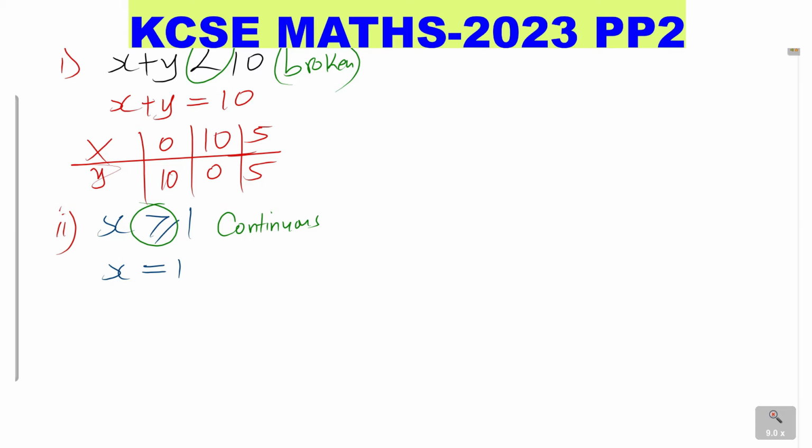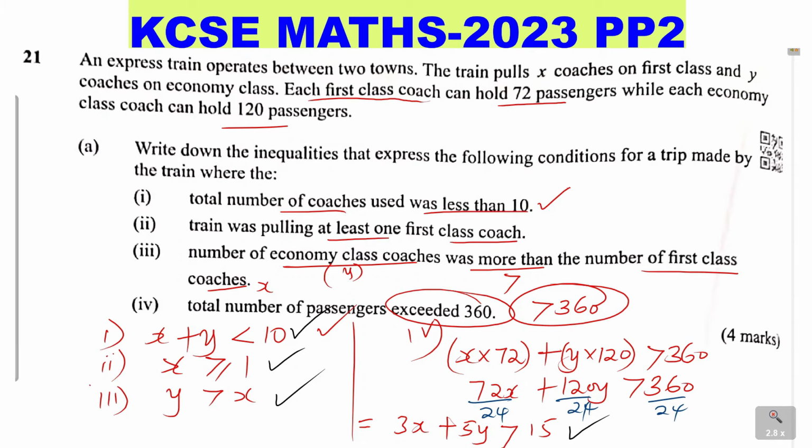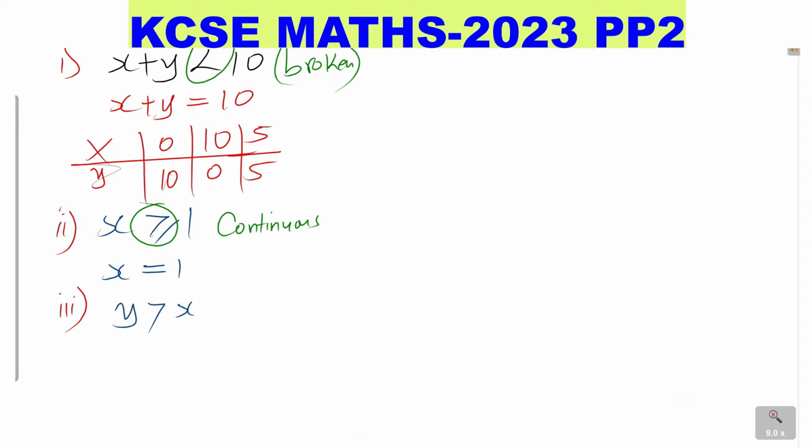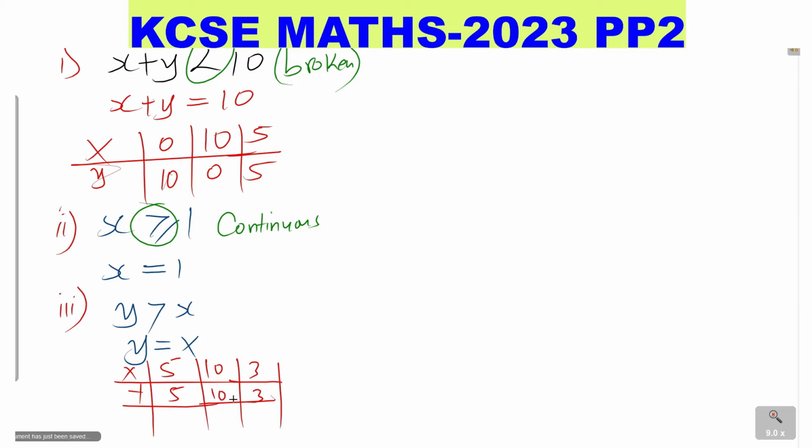Then we have the third one. The third one is y is greater than x. The line that you're going to draw here is y is equal to x. You know how to draw that, so you don't need points again to draw that, but you can have the points if you wish. You can take, for instance, when x is 5, y will be 5. 10, 10, 3, 3. You can take any. When you substitute, that is what you get.